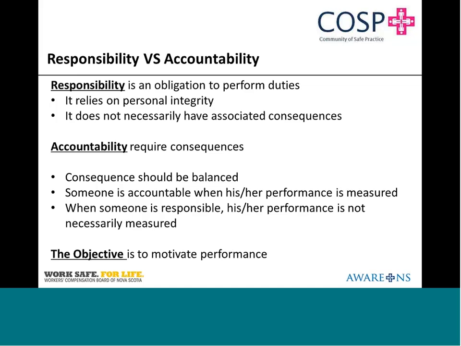So for example, if you have an annual review, that's where you're held accountable, and that doesn't necessarily mean in a negative way, but that's the time to check in and say what's going well, what's not going well. If we apply these principles to health and safety, or occupational health and safety, when we talk about responsibility and accountability, how do we measure that, and how do we make sure consequences are balanced?